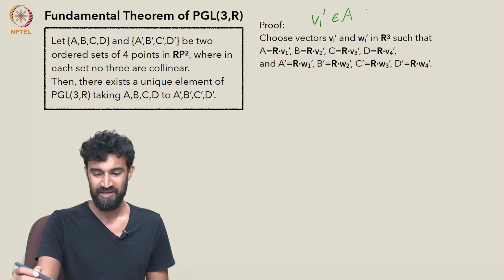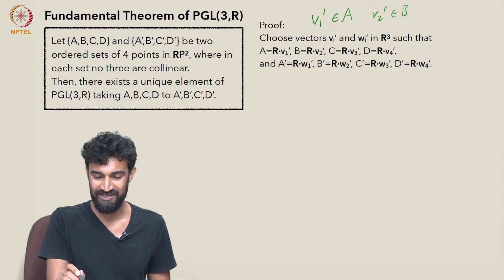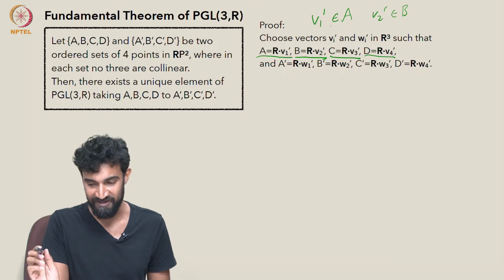I'll write it this way. v2 prime is a vector lying on the line B. We could also write it in this notation, where A is equal to the set of scalar multiples of v1 prime. It's the line spanned by v1 prime. B is the line spanned by v2 prime. C is the line spanned by v3 prime. And D is the line spanned by v4 prime.